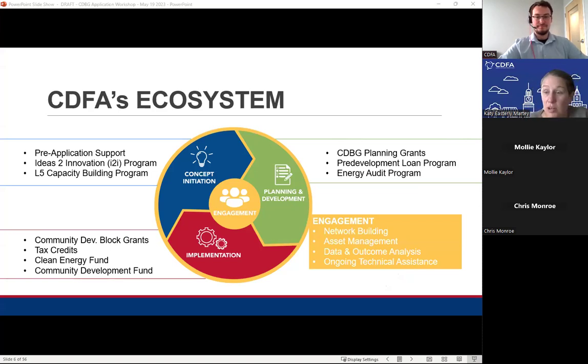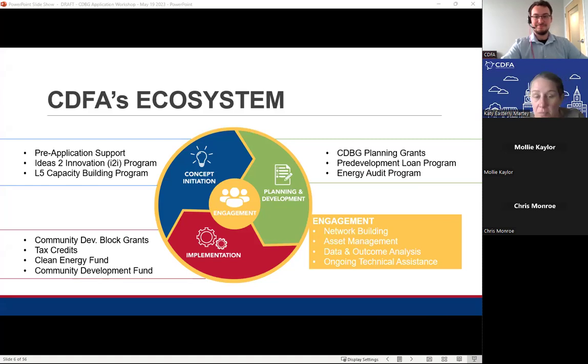CDFA's resources support all stages of project development in our ecosystem. So you may be here today with a very early stage project in the concept initiation stage, where we help to catalyze a new idea, promote innovation, and support organizational capacity to carry out that idea. The majority of the funding to support this concept initiation comes from our tax credit program, which has applications due each March. So if you're interested in some capacity building to support your project, your organizational capacity, your project idea, that's a great place to start.